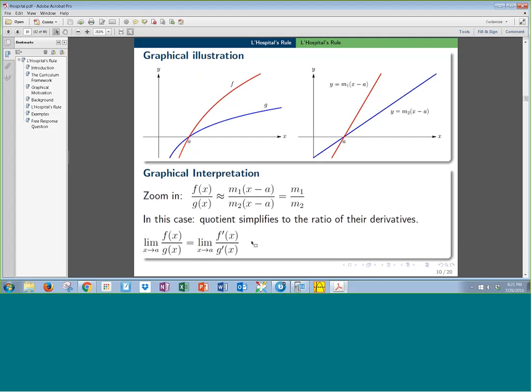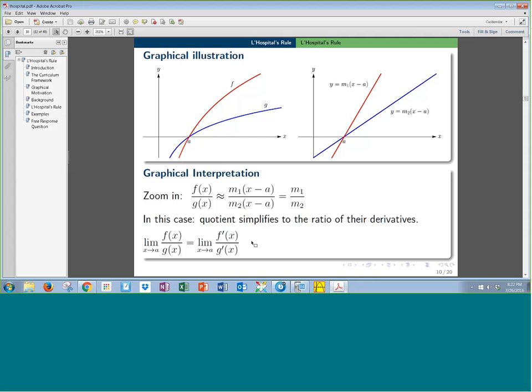There we go. So here's a graphical illustration, I hope, of what I just did. There's a graph of f and g. They both pass through the x-axis at a. And on the right-hand side, what I've done is I've taken a look at a linear approximation. I've sort of zoomed in. So when I do that, f of x is approximately equal to m1, the slope, times x minus a. And g of x is approximately m2 times x minus a. But wait a minute. I can cancel out those x minus a, and that's just m1 divided by m2.